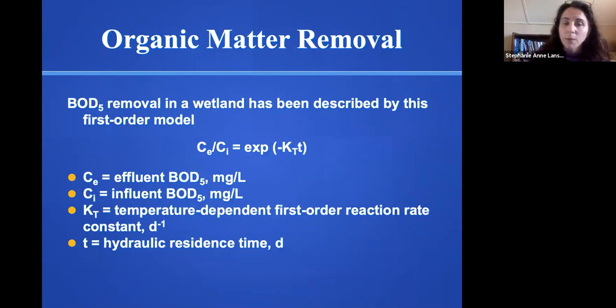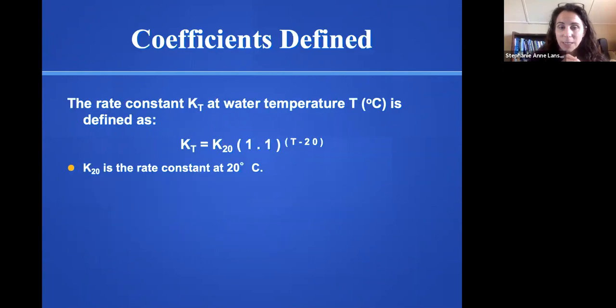So organic matter BOD removal in a wetland has been described by a first order model. So we have the concentration of BOD in the effluent divided by the concentration in the influent, what's coming in, equals e to the negative k times t. Both of those are up in the exponent. So e taken to the negative k times t, with k being the temperature dependent first order reaction rate, and t being the hydraulic retention time in days.